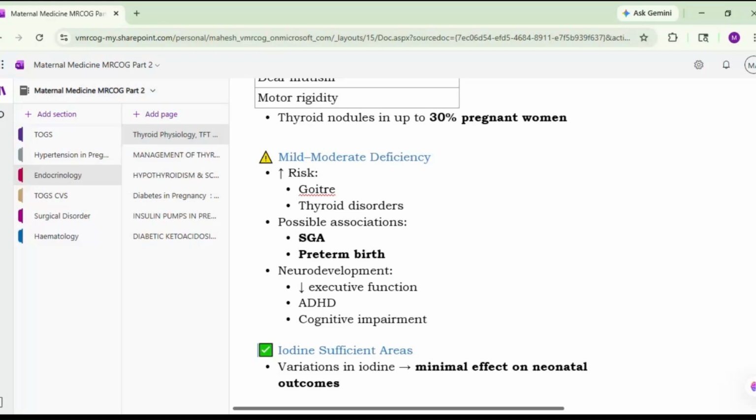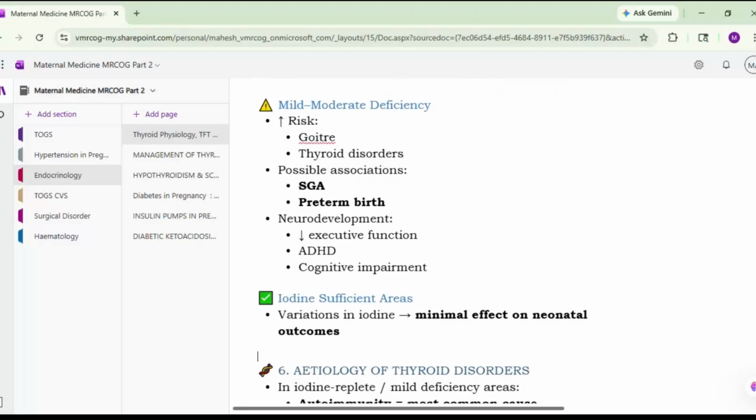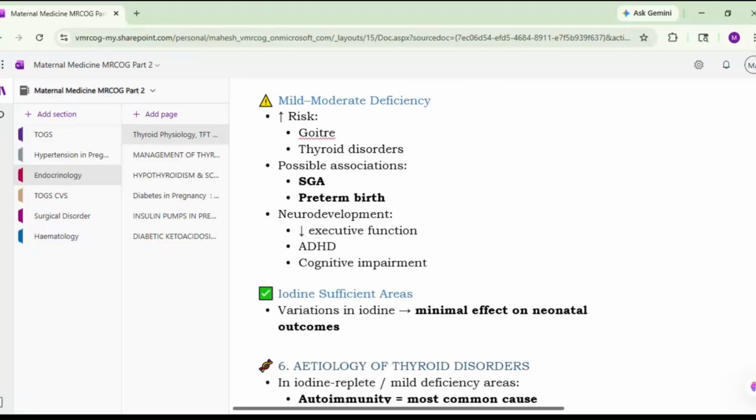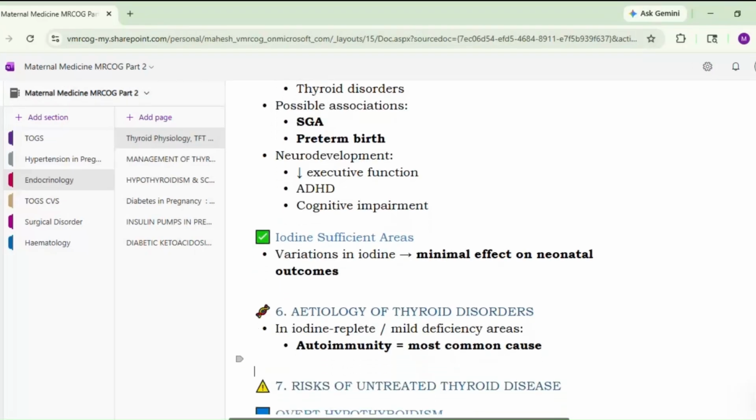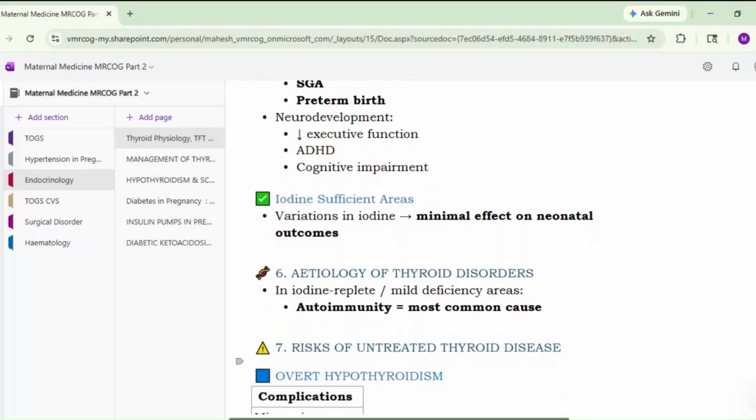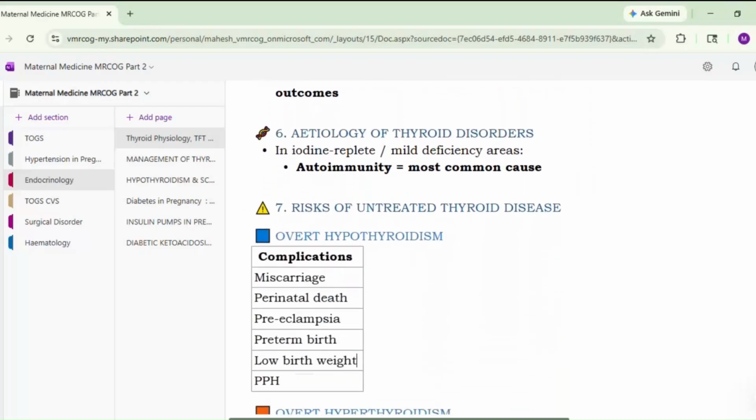If there is sufficient iodine in that particular area, generally the minor variation in iodine uptake will be managed by the thyroid gland. So variations in iodine have minimal effect on the neonatal outcome because the thyroid has that much adaptability. In an iodine replete or mild deficiency area, what could be the cause? If the thyroid gland is able to manage, then the cause will be autoimmunity, and that is the most common cause where there is a sufficient iodine level or just mild deficiency areas. Autoimmunity is the most common cause for thyroid disorders.